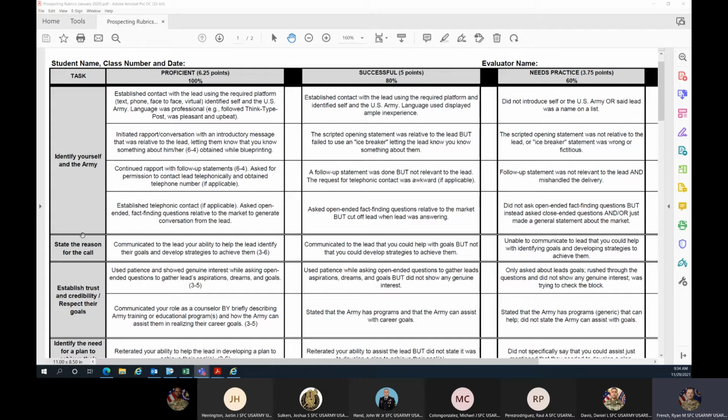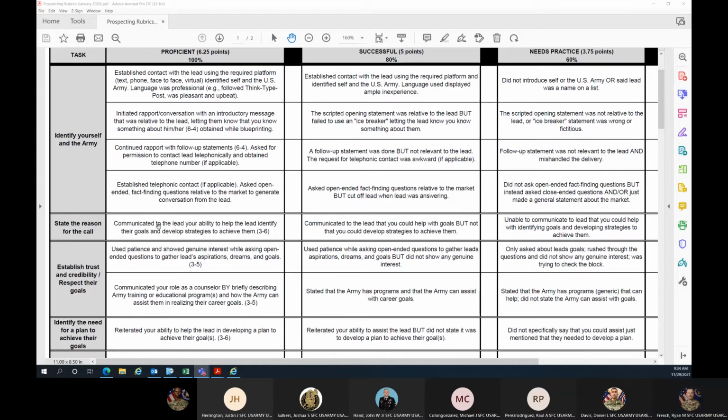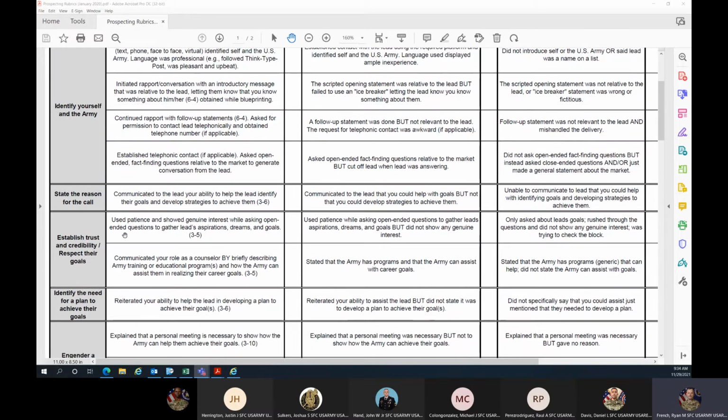But the main ones are these double lines here, which are solid. Once you communicate to the lead your ability to help them identify their goals and develop strategies, you can't go back and continue to ask open-ended fact-finding questions to generate conversation. Once you start asking the 5 W's and the 2 H's to show patience and genuine interest, you can't go back and say, oh yeah, by the way, I'm here to help you develop strategies to achieve your goals. You can't go back over a double line.